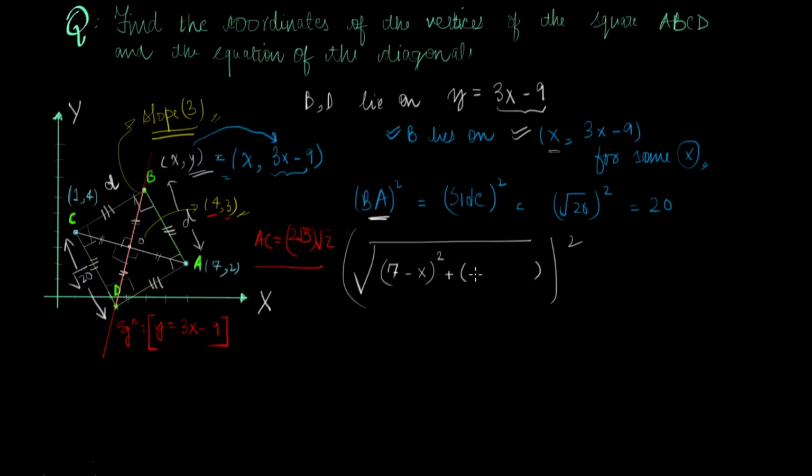So the y-coordinate of A is 2, and the y-coordinate of B is 3x minus 9, but the minus 9 should become a plus 9 because we're subtracting it. That square must be equal to 20. So at this point we know this, oh sorry, I missed out a square there.